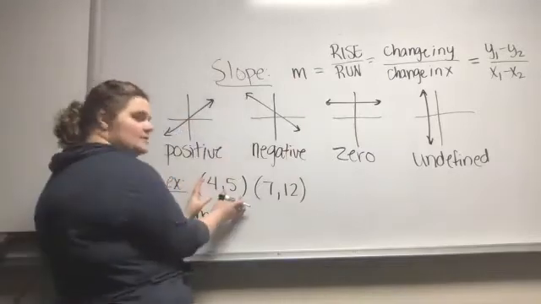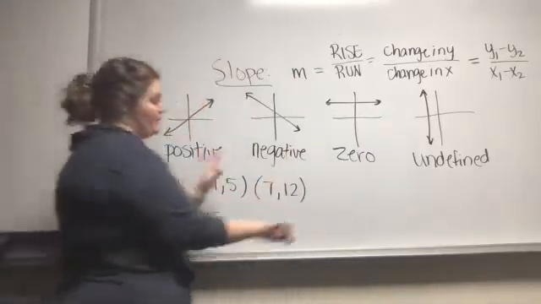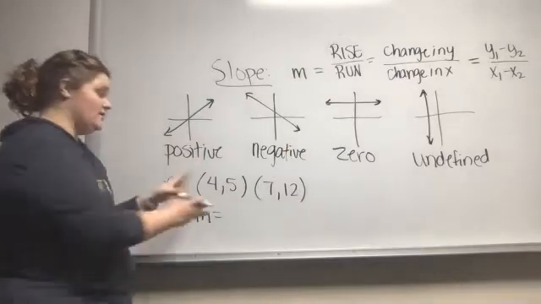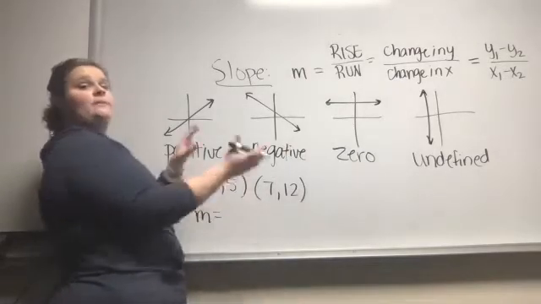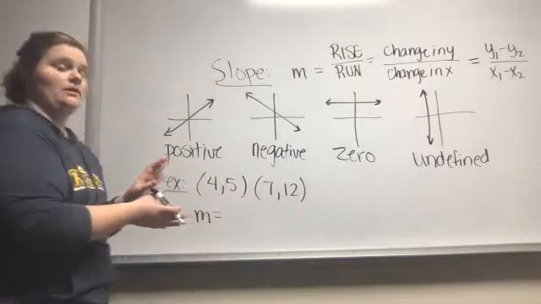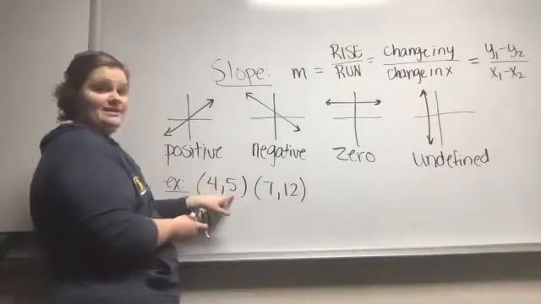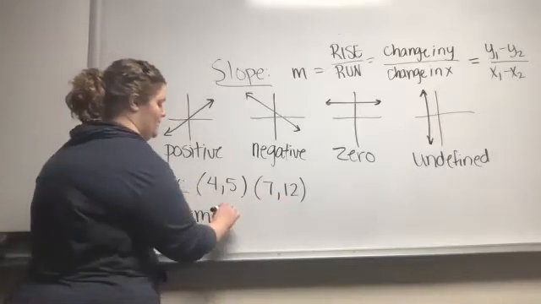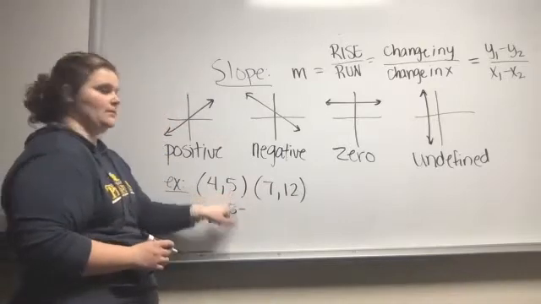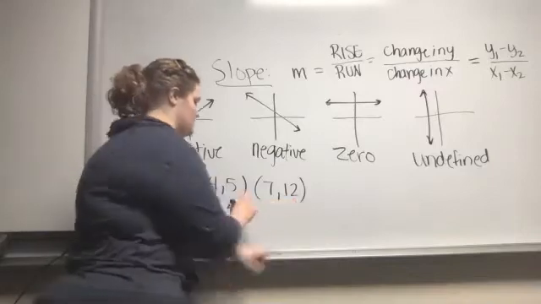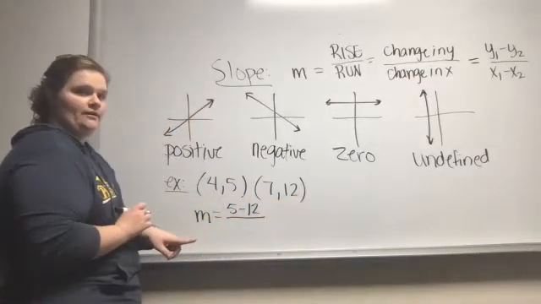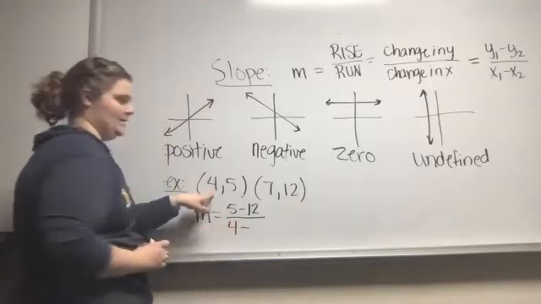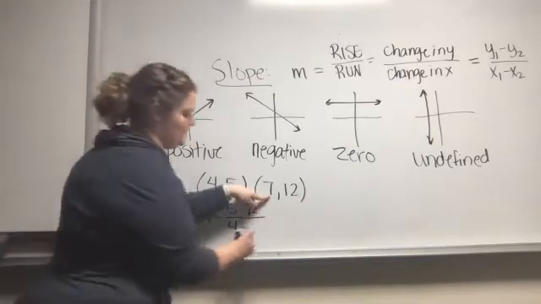I always take from the first point and then go to the second point. Some of you probably take from the second point and then go to the first point. Either one is fine as long as you keep it consistent. If you took from this point first on your y's, you better take from this point first on your x's. So my first y is 5, because remember this is x, y, x, y. So 5 minus my other y, which is 12, over my first x, which is 4, minus my other x, which is 7.